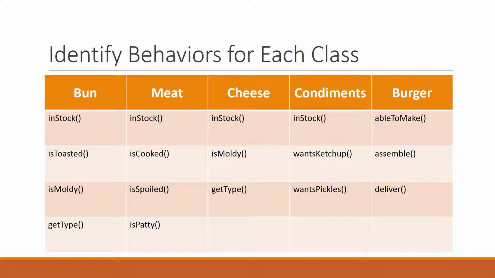Same with the meat. Is our meat cooked? Is it spoiled? Is it in patty form? Did we get ground beef and is it in patty form? All the way down to burger, are we able to make it? We have to assemble it, and then we have to deliver the burger as well. So those are a couple things that we have to do with the burger. Cheese and condiments, more or less down the same line. I could have gone on all day with the condiments. Once ketchup, once pickles, in stock. The cheese is pretty similar to the bun and the meat. Kind of took a little bit from both.